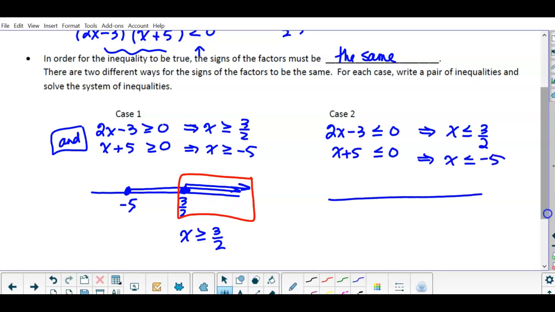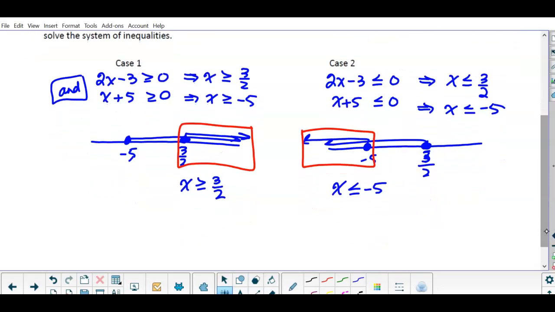So you can kind of see what's going to happen in this case. 3/2. Okay, so where do they overlap? That's less than or equal to -5. So overall, it's basically both of these, right? So x less than or equal to -5 or x greater than or equal to 3/2. Okay, so that's the method of case analysis.